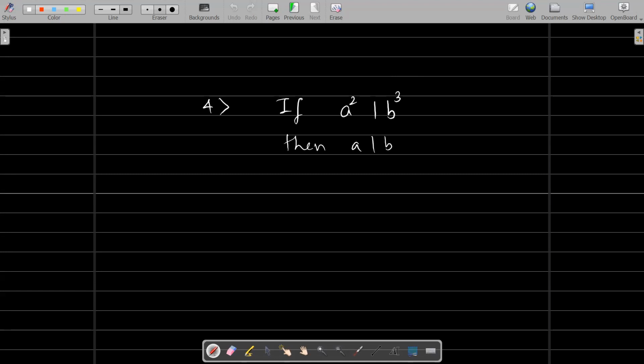If it's true, it's fine. If it's false, you have to give some example. But you can't put any number. You have to put values of A and B such that A square divides B cube. This is the condition given. Whenever A square divides B cube, the question is whether A divides B or not. So when we divide B cube by A square, the answer should be an integer, not a decimal. Then whether B by A is again an integer, that's the question.